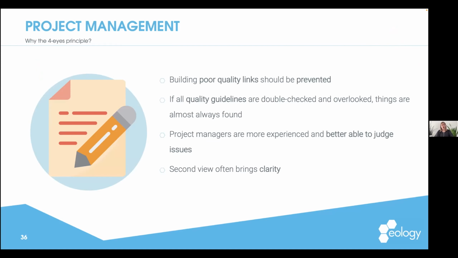Also, why the 4 I's principle? Building poor quality links should definitely be prevented. So your project manager double checks so we can be sure to have a high quality website. And if all quality guidelines are double checked, overlooked things are almost always found. So you can be sure it's really high quality. And project managers are more experienced, mostly working longer in this field, and mostly better able to judge the issues. And of course, a second view often brings clarity. If you're unsure whether the website is really perfect for you, the project manager usually has the best view and brings clarity.